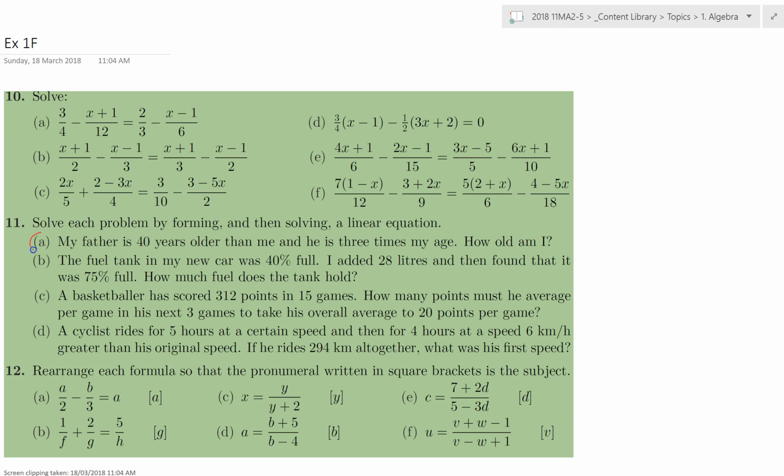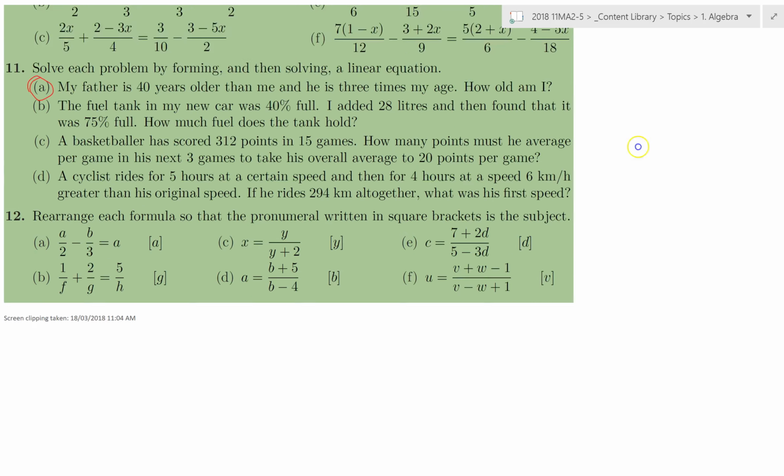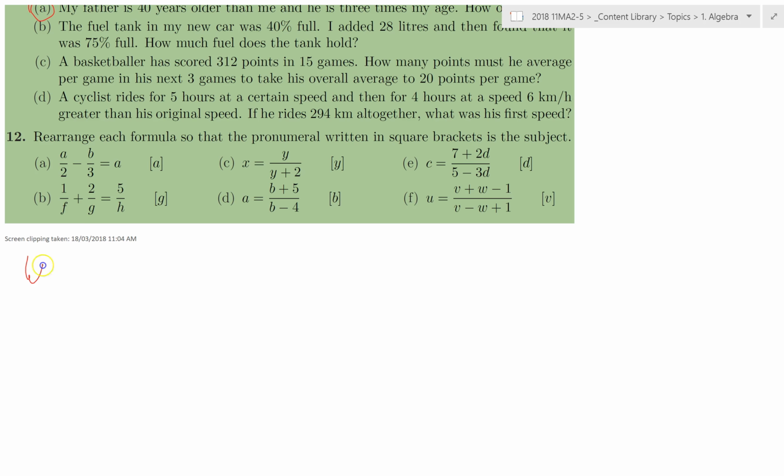Okay, let's have a look here at 11a. My father's 40 years older than me and he's 3 times my age. How old am I? Now look, what I'm trying to find is how old I am here, and I think then that I am going to establish that as my variable. Okay, so let's say, let my age be x.